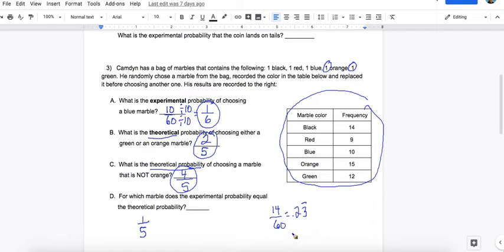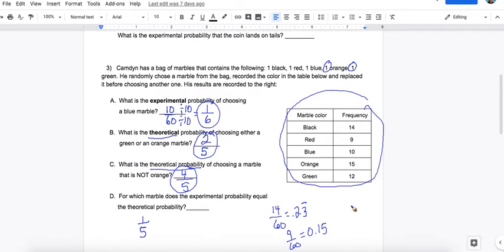0.23 repeating, so that'd be about 23%. Nope, not going to cut it. Okay, 9 out of 60 is 15 hundredths, which would be about 15%. No, not going to cut it.